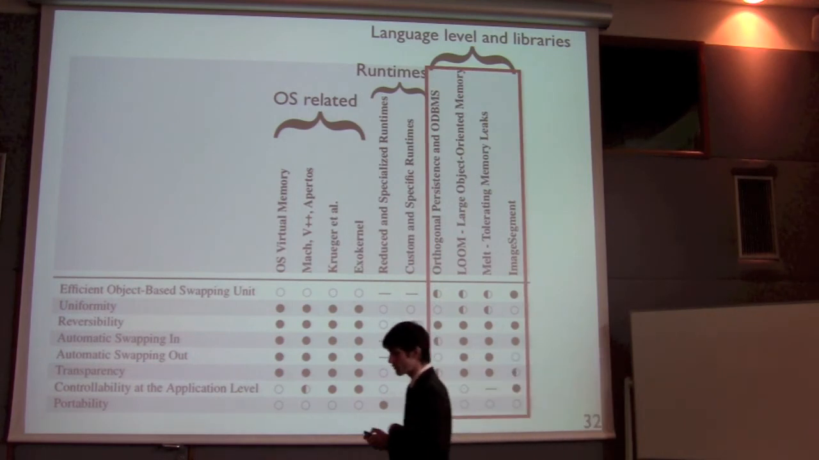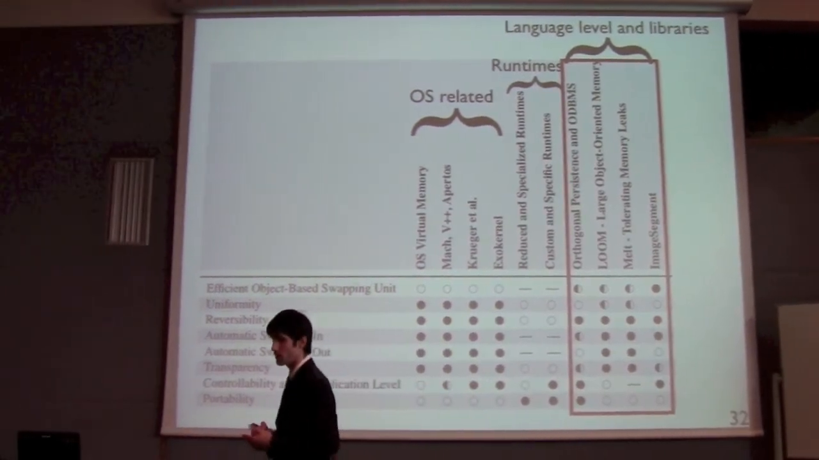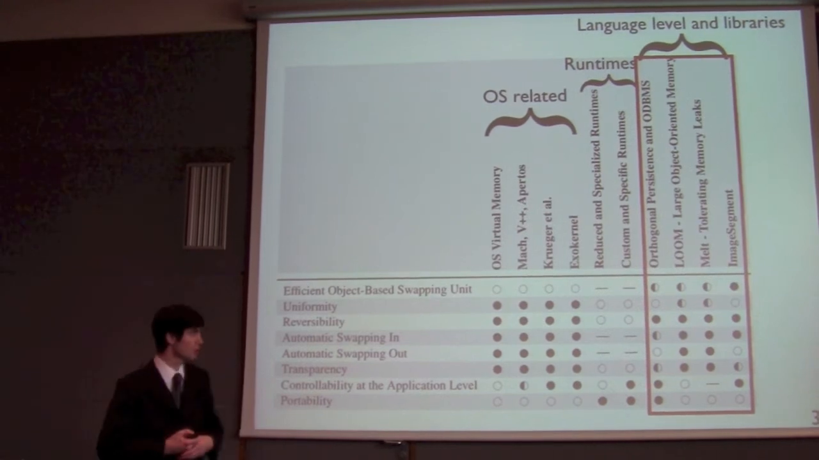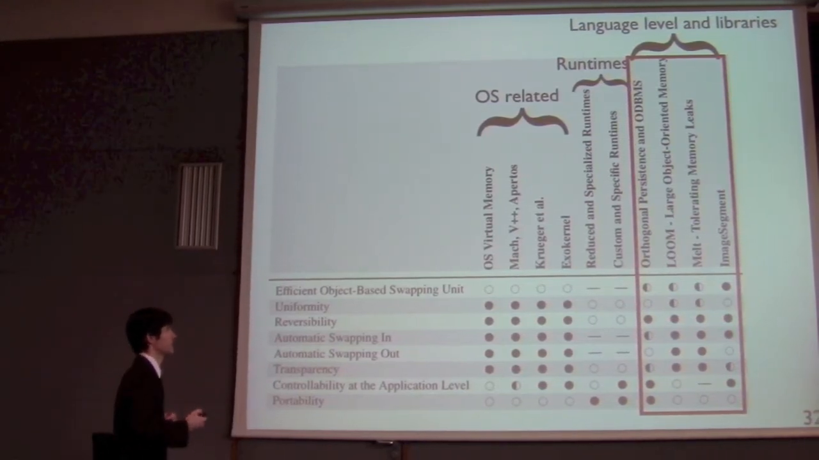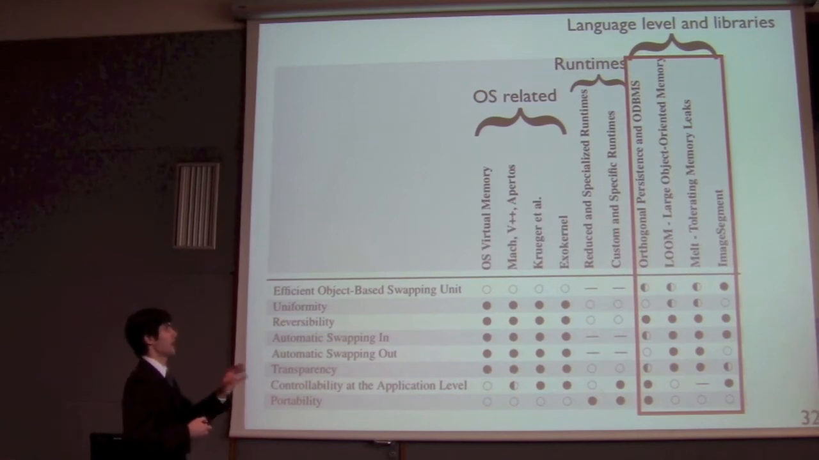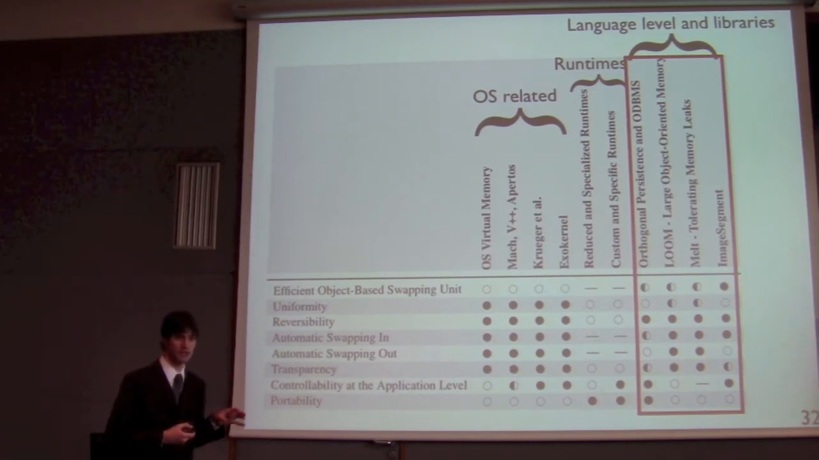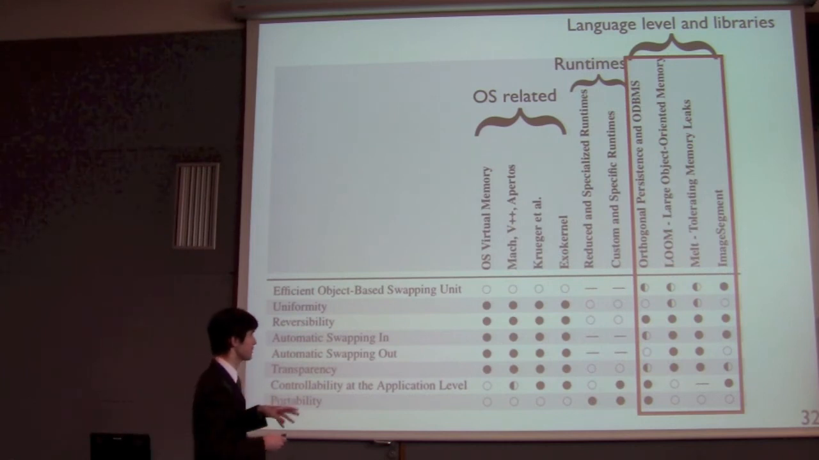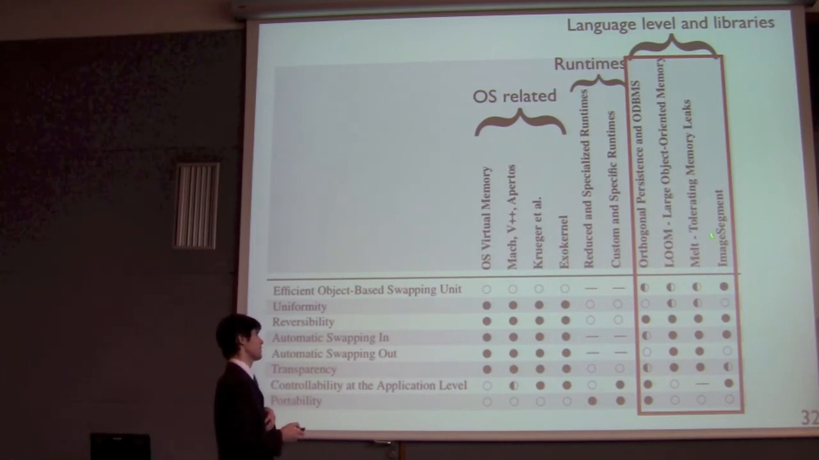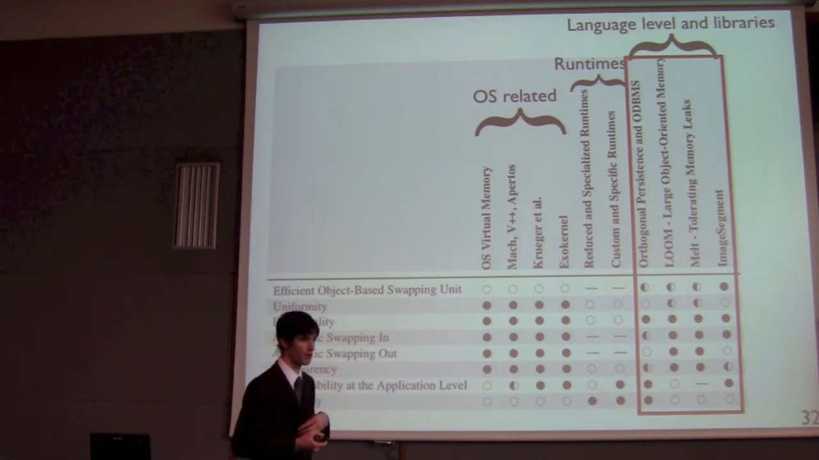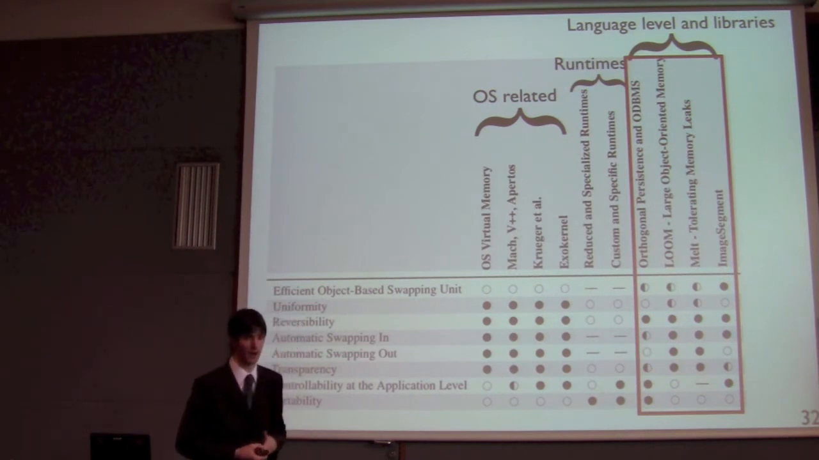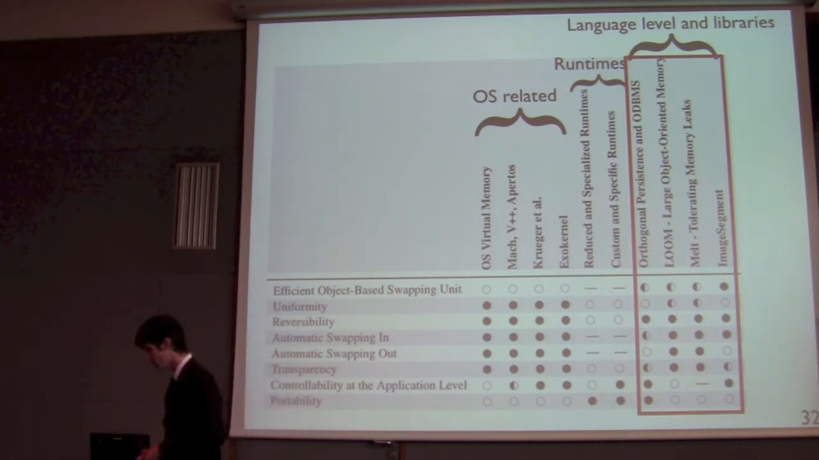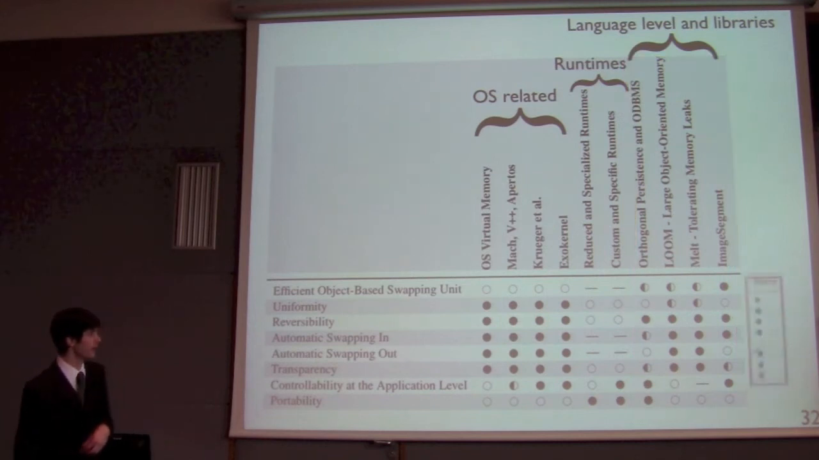And finally, there are a lot of different works at the language level or in libraries. We have orthogonal persistence and object databases. We have large object-oriented memory. We have a tool to tolerate memory leaks, which swaps objects between primary and secondary memory. And we have also evaluated image segment, which is an object graph swapper for Smalltalk. I cannot explain all of them right now, but as you can see, none satisfies all the requirements that we want. And so this is why we did Marea.